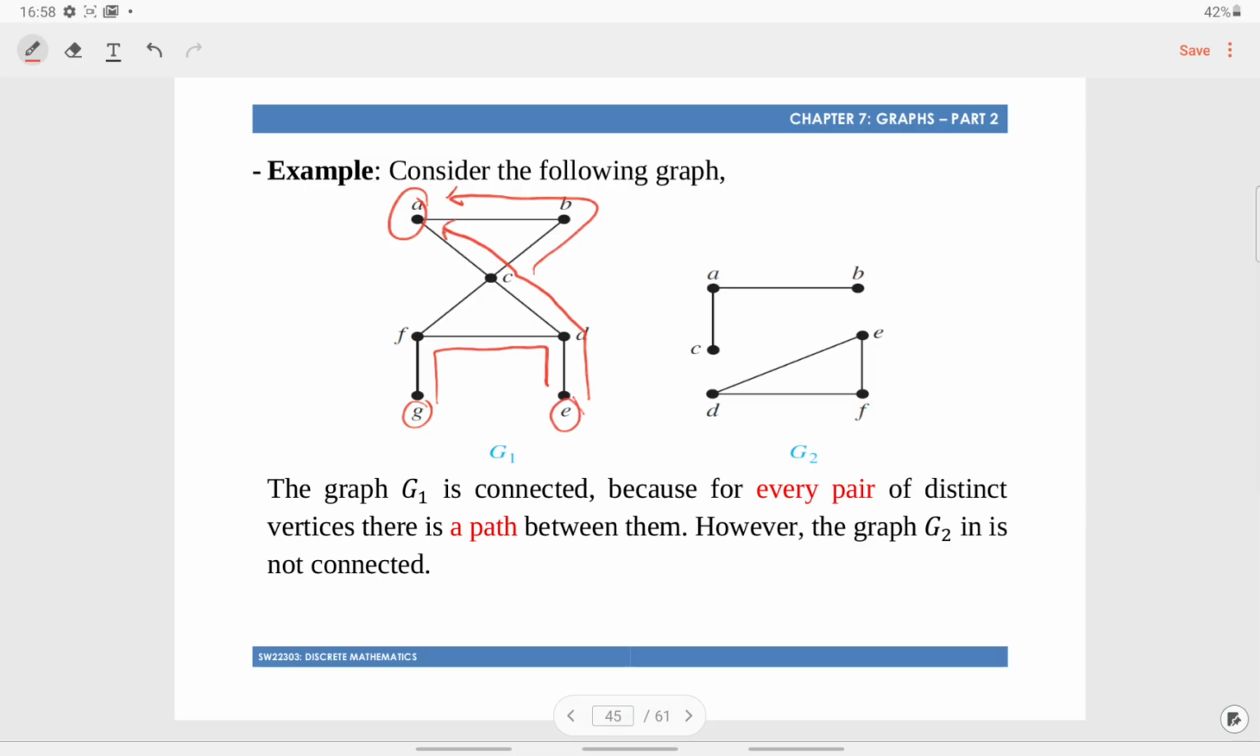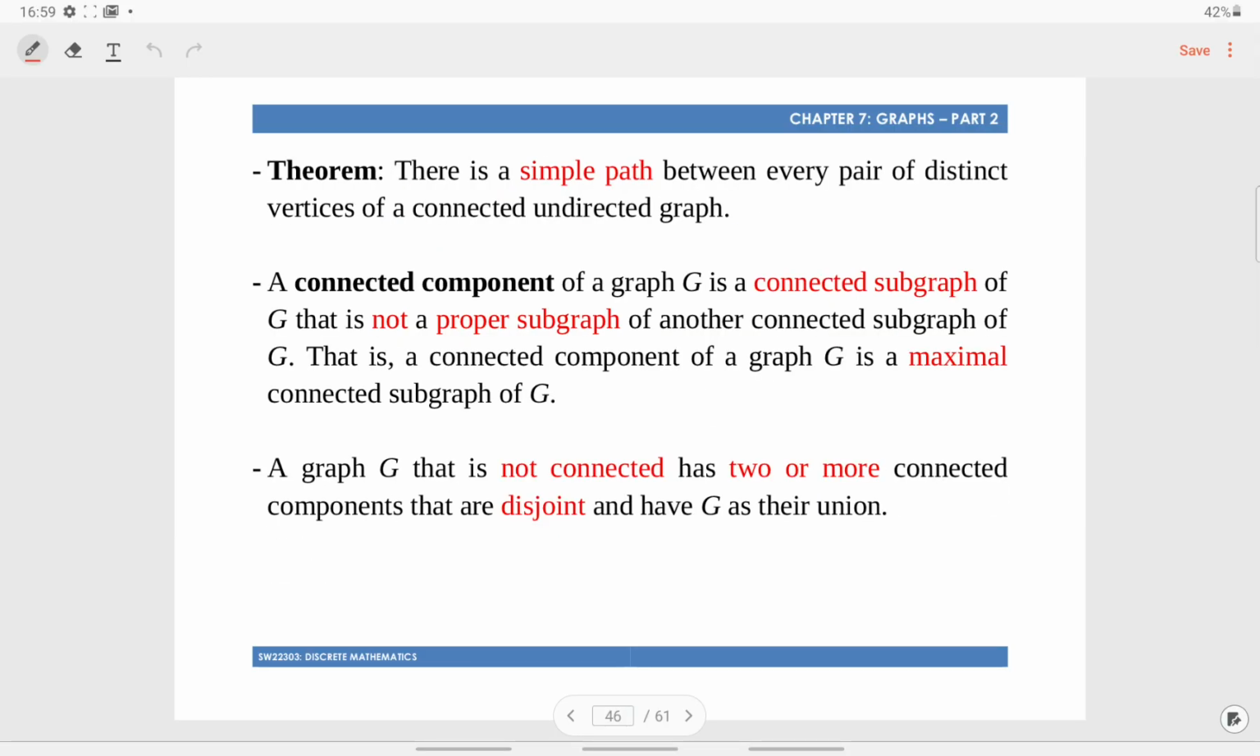How about G2? Clearly there are some disconnected points. For example, D and C are not connected. We cannot move from F to A because there are disconnected vertices here. So the graph G2 is not connected. Theorem: there is a simple path between every pair of distinct vertices of a connected undirected graph.